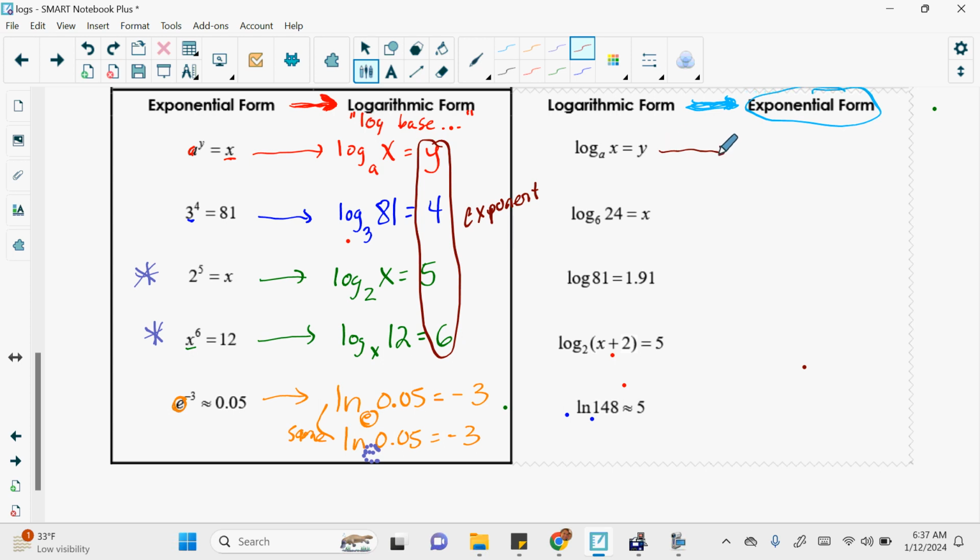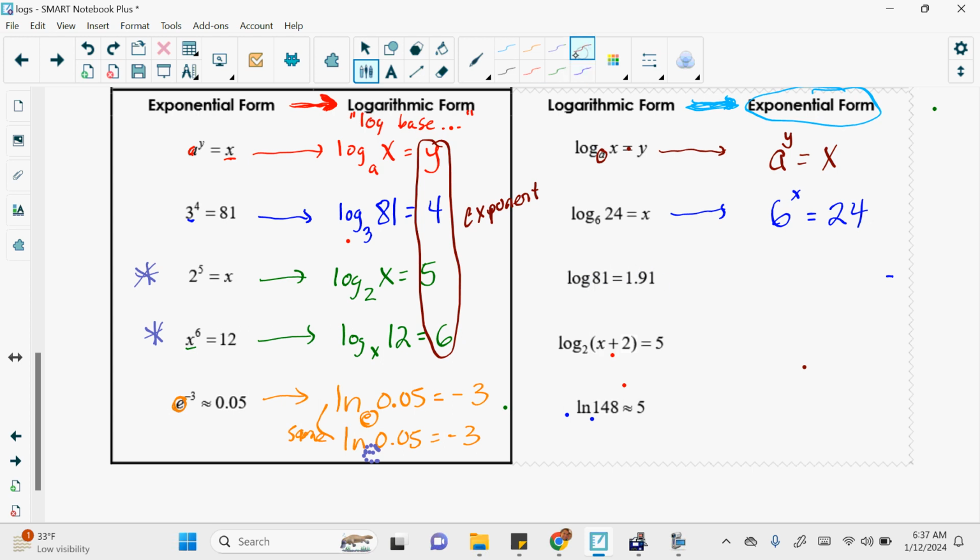Again, at any point if you're like, I got it, pause the video and see if you can do it on your own. This next one, log base 6 of 24 equals x. Our base is 6, so it's 6 to the x power equals 24. All right. Log of 81 equals 1.91. Now, this is a good one. If you pause the video and try it on your own, you're probably like, dang, I forgot how to do this one. Well, notice here there's no base. Well, there actually is. It's 10. So it's going to be 10 to the 1.91 equals 81.